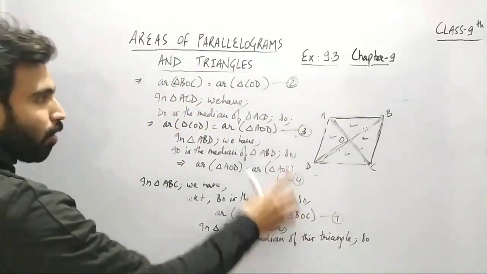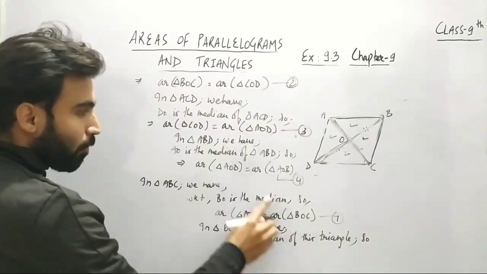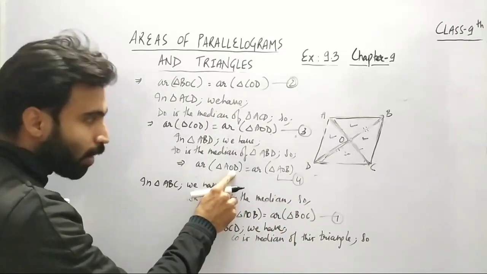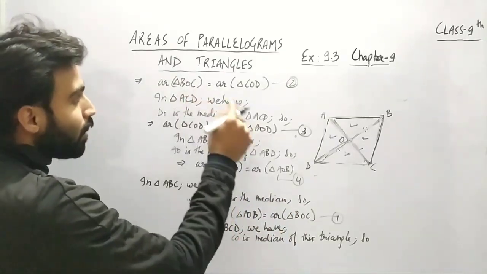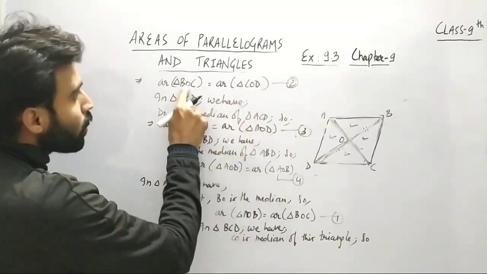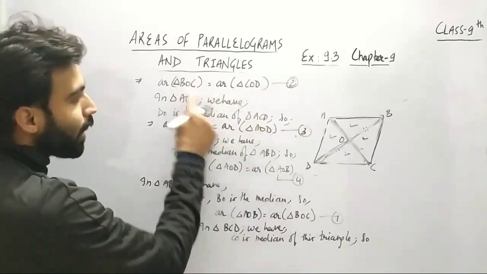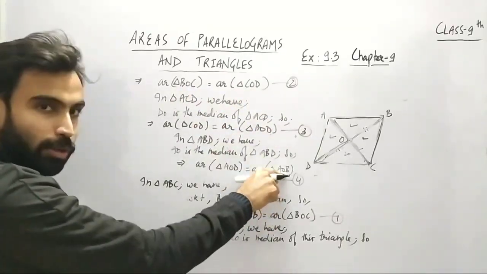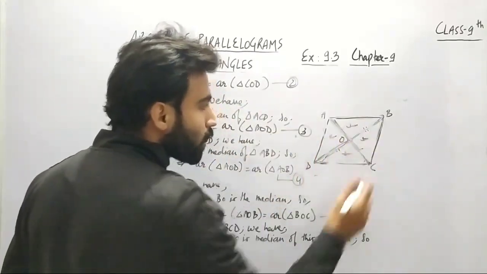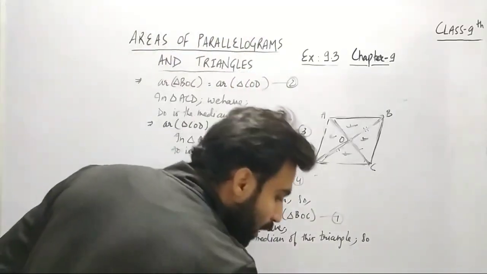So if you just compare all the 4 equations, you will find out that AOB is equal to BOC, then AOB is also equal to AOD. That means BOC and AOD are also equal. Then you can see BOC is equal to COD and COD is equal to AOD. That means both BOC and AOD are equal to COD. So overall, you can see from all the equations we will get that all the 4 triangles are equal in area to each other, right? So this is what we need to prove here.